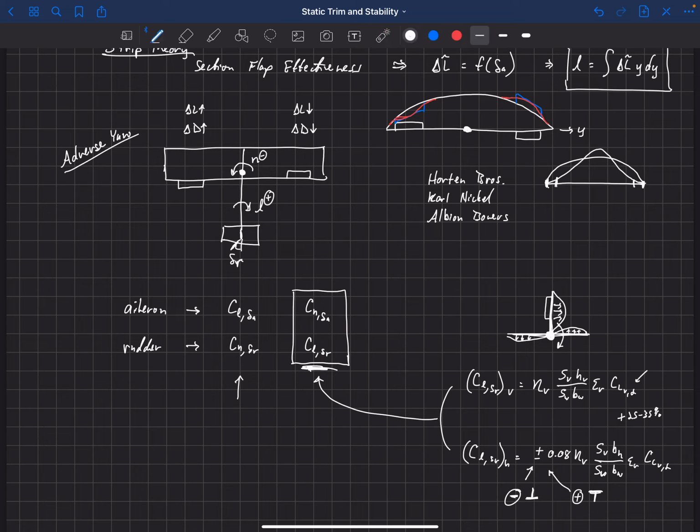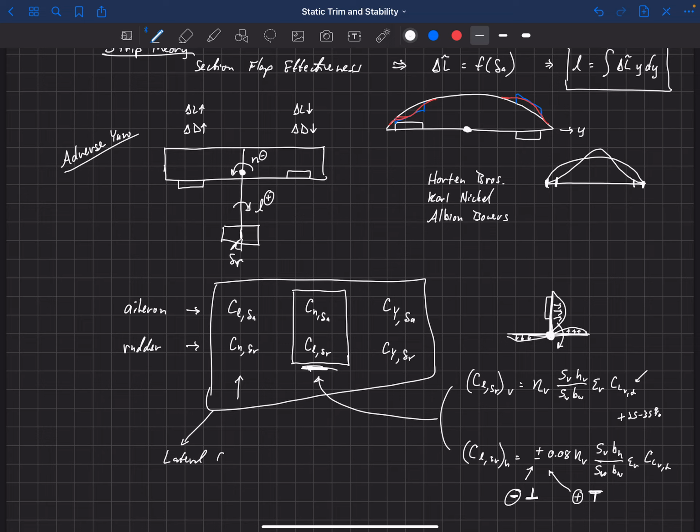Now, one last thing is that a deflection in aileron or rudder also changes our side force coefficient. So we're also going to have a CY comma delta A and a CY comma delta R. Okay, so these two are also going to happen most of the time whenever we deflect the aileron or the rudder. We're also going to get a side force component. Now, all of these derivatives together, let's put a box around all of this. These are called our lateral control derivatives.